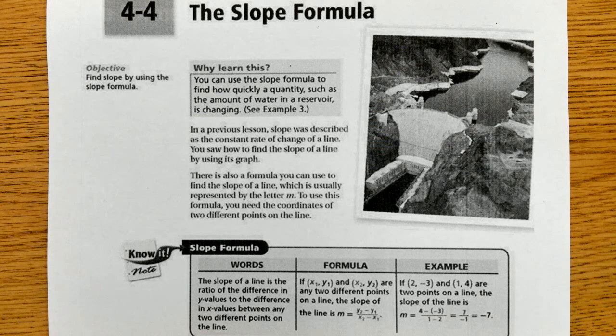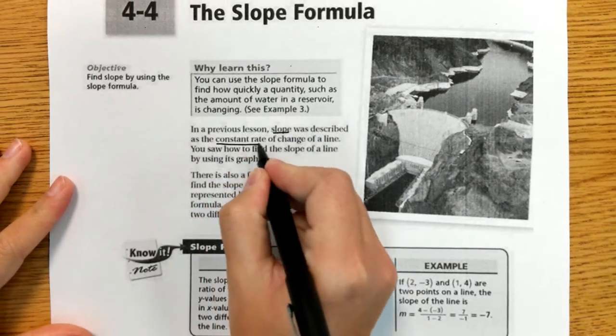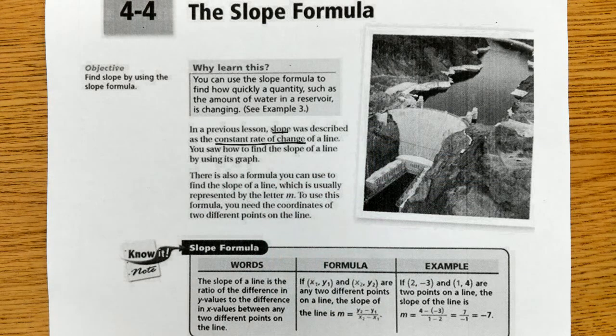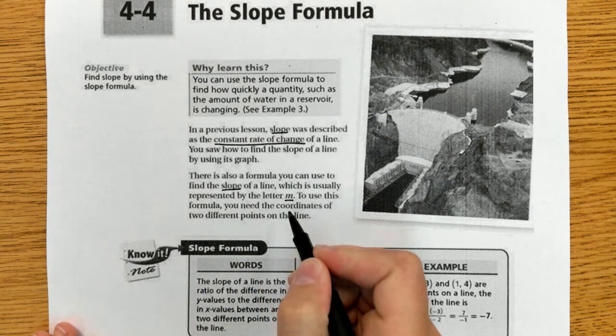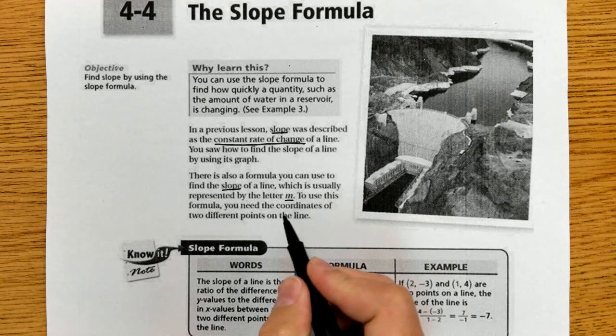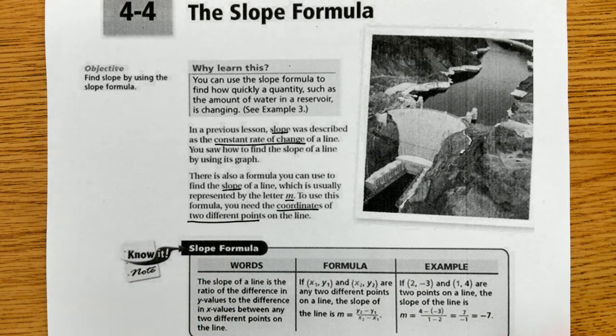In a previous lesson, slope was described as the constant rate of change of the line. So slope was the constant rate of change. You saw how to find the slope of a line by using its graph. So we did the rise over the run. There's also a formula you can use to find the slope of the line, which is usually represented by the letter m. To use this formula, you need coordinates of two different points on a line.